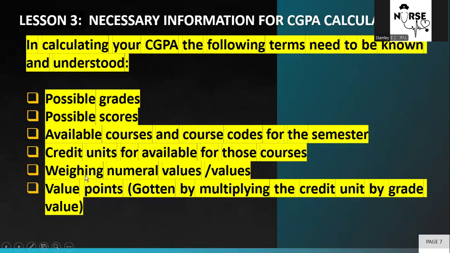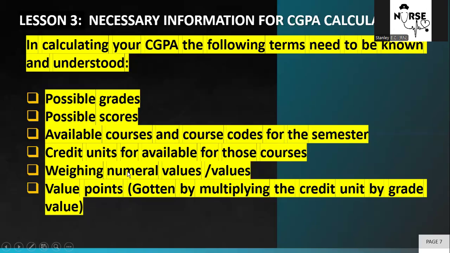Number 5, weighing numeral values. Each grade has a weighing numeral value. For instance, 4.0 is an A plus in this context. In some schools, 4.0 is an A, while 2.0 is a B, and 2.5 is B plus. We are going to see all that. And lastly, we want to know the value point. The value point is gotten when you multiply the credit units by the grade value.